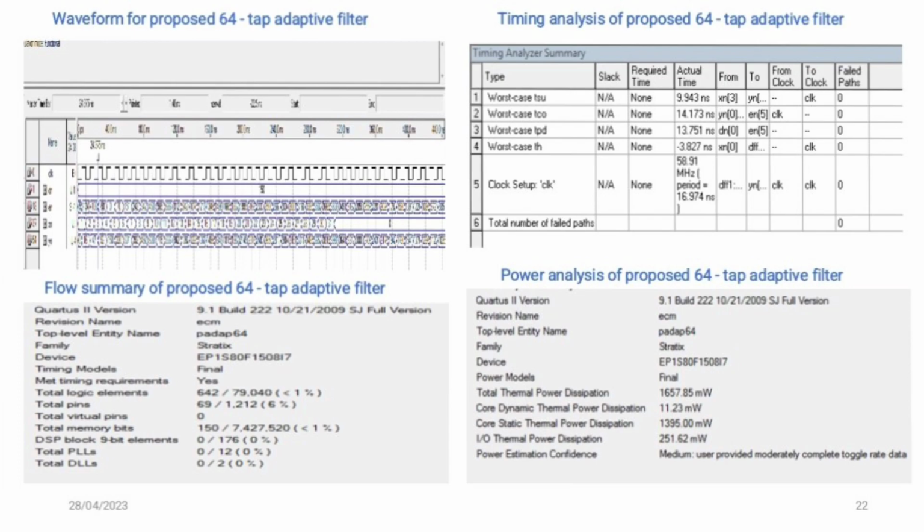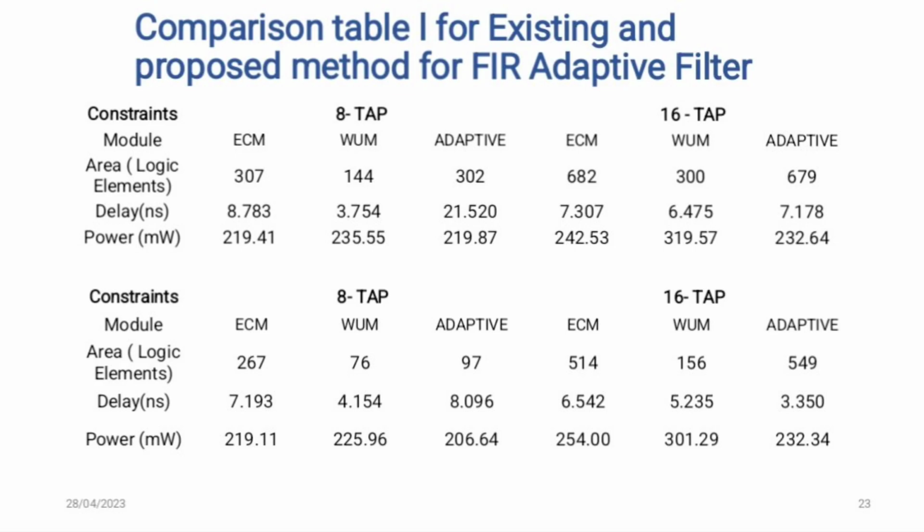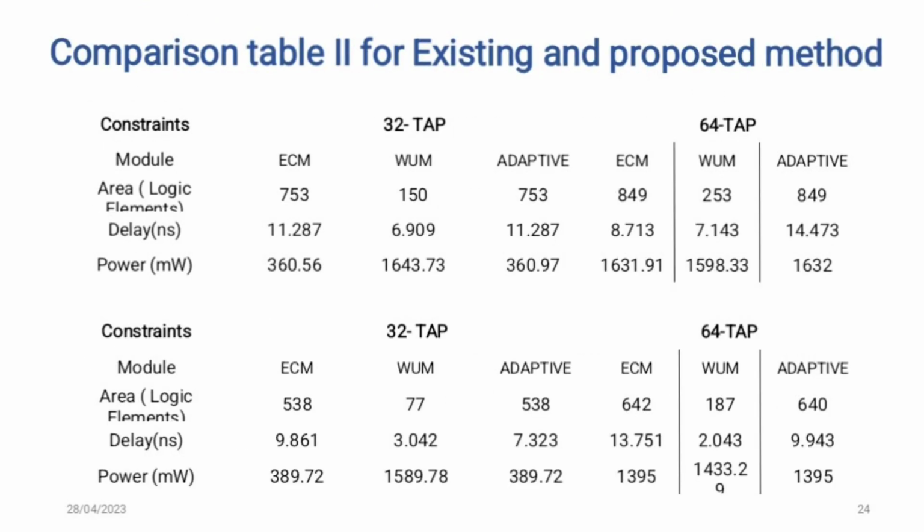165457.85 milliwatts. The same method of ECM, WUM, and the overall analysis done in the 8-tap adaptive filter is used for 16-tap, 32-tap, and 64-tap, and gives the area, time delay, and power used by the proposed adaptive filter. And the comparison table for the existing and proposed adaptive filter is given here, which denotes the improvement in the proposed adaptive method.